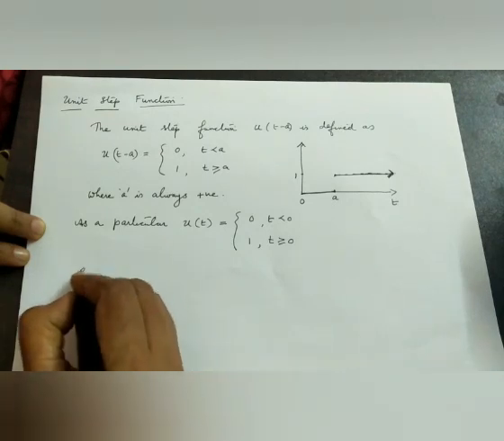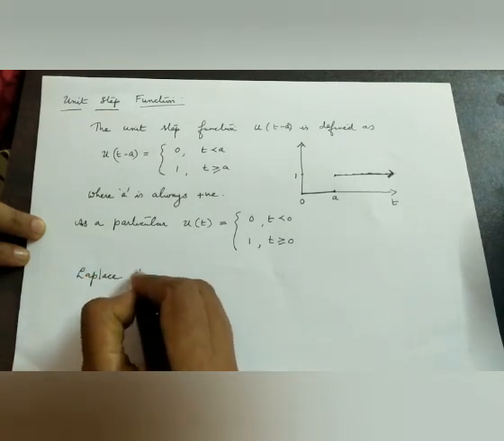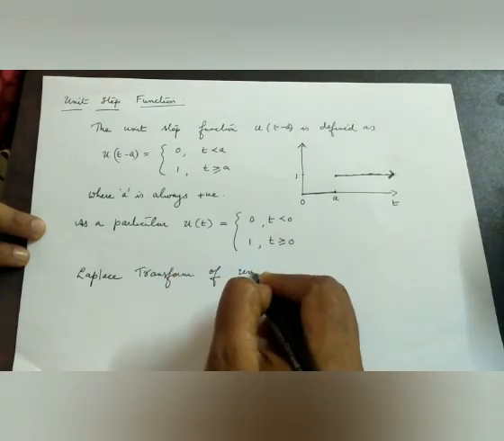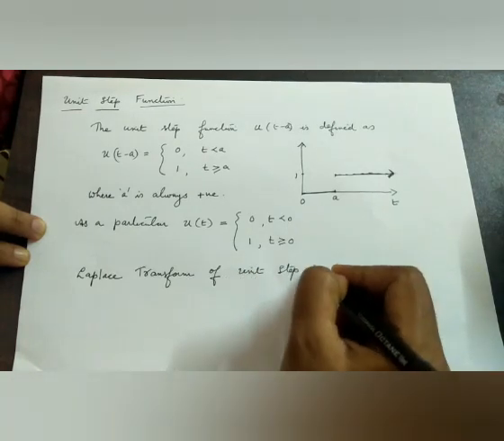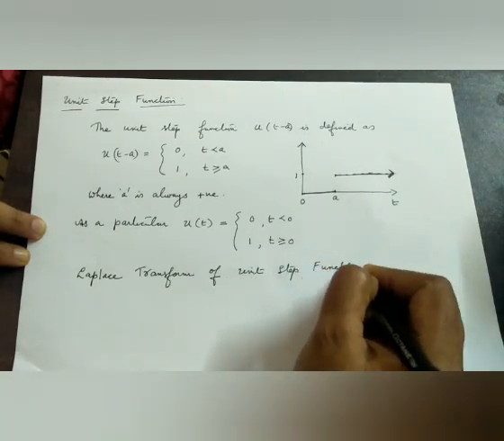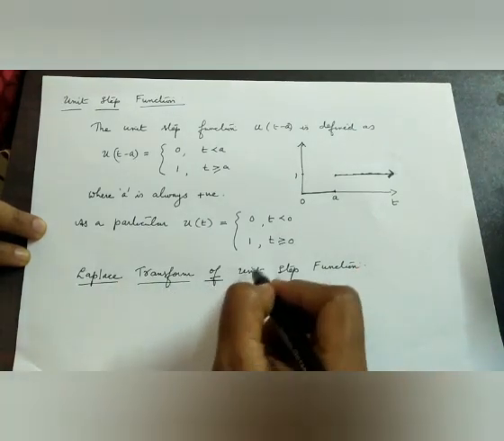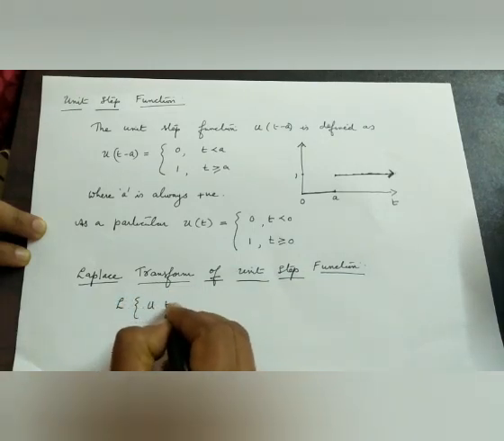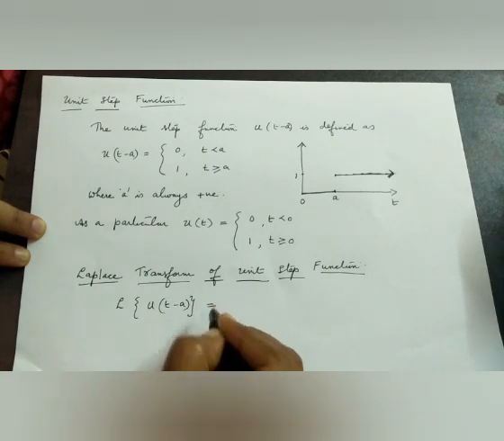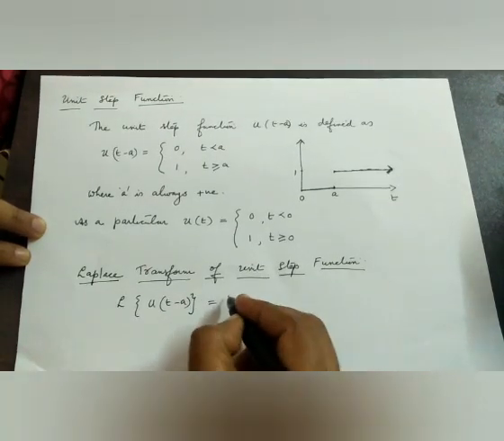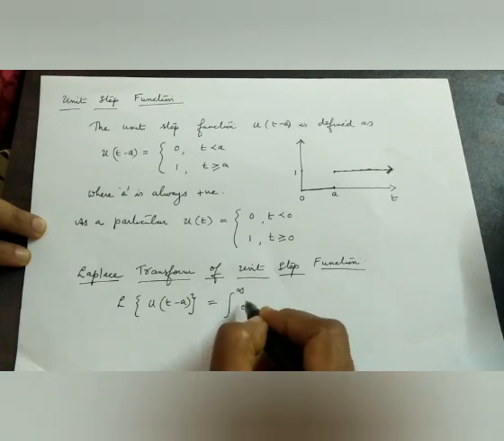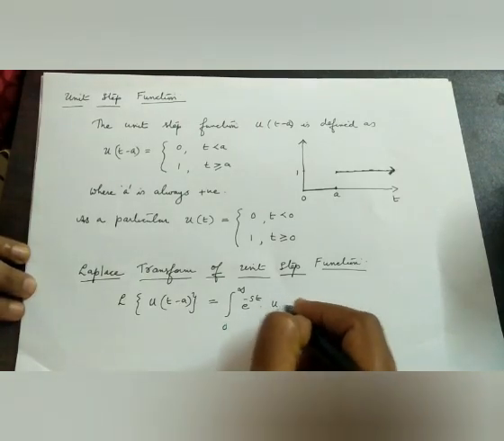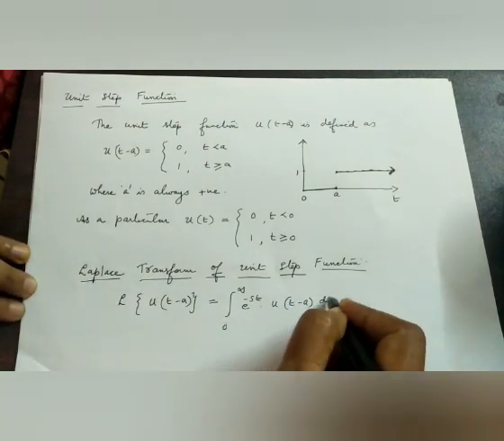Now we are going to find the Laplace transform of the unit step function. It is very important. It has so many important applications in every field of engineering. Laplace transform of u of t minus a. We use the usual formula, integral from 0 to infinity e raised to minus st, and in the place of f of t we have u of t minus a, with respect to t.